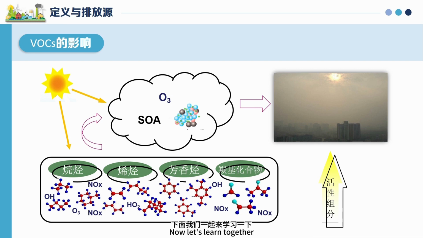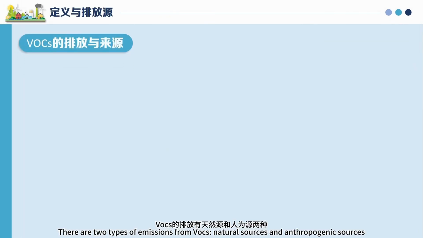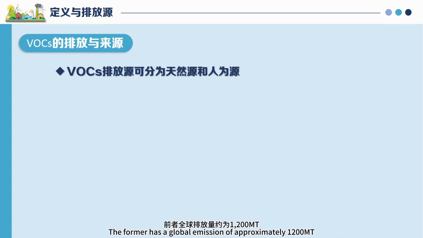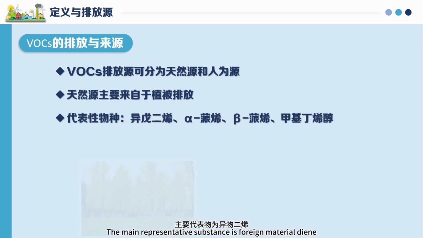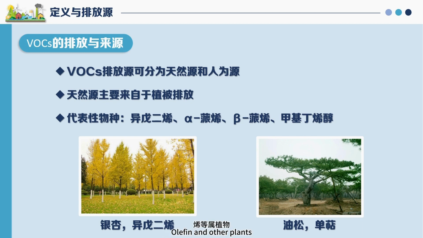Now let's learn together the emissions and sources of VOCs. There are two types of emissions from VOCs: natural sources and anthropogenic sources. The former has a global emission of approximately 1,200 million tons. The main representative substances are isoprene, alpha-pinene, beta-pinene, olefins, and other plant ecological functional emissions, which are basically uncontrollable sources. The latter mainly originates from human production and life, incomplete combustion processes, and the volatilization and spillage of organic products.